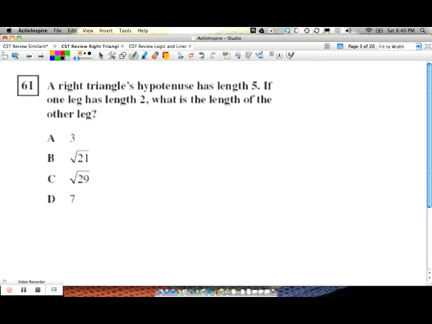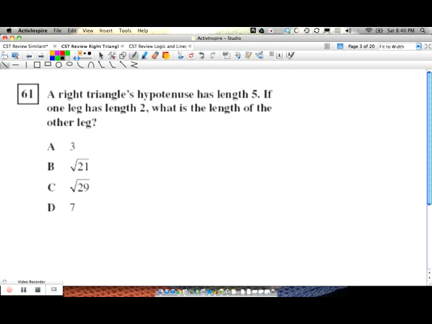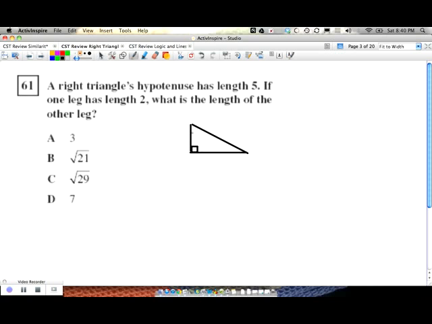A right triangle's hypotenuse has length 5. If one leg has length 2, what is the length of the other leg? Well, that means we got a right triangle here with one side, another leg, and a hypotenuse. How do I know that one's the hypotenuse? It's always going to be opposite this right angle in the corner here, which is connecting the two legs.